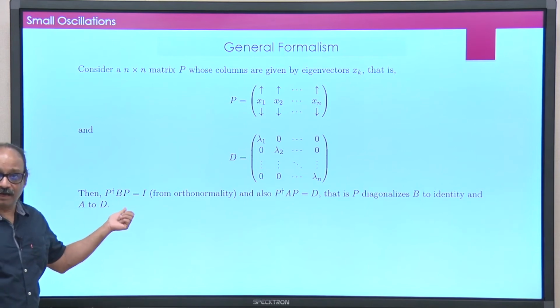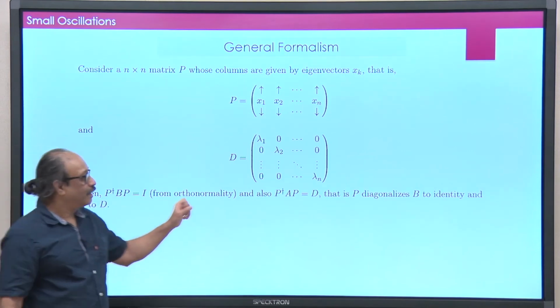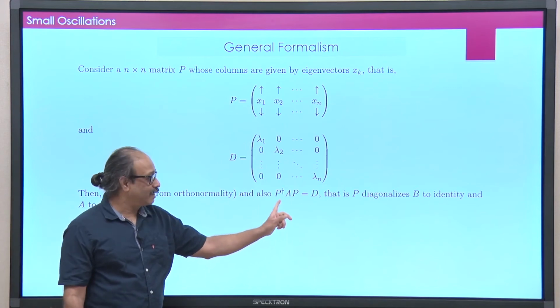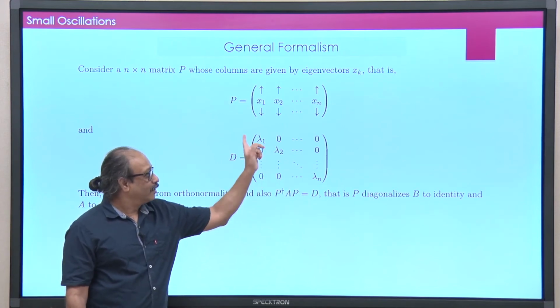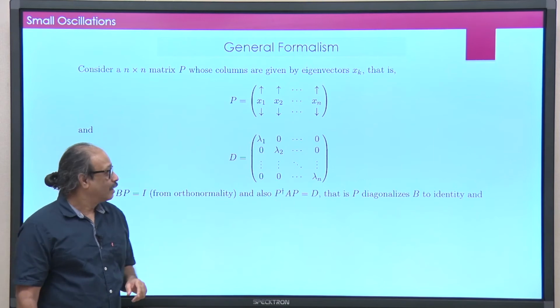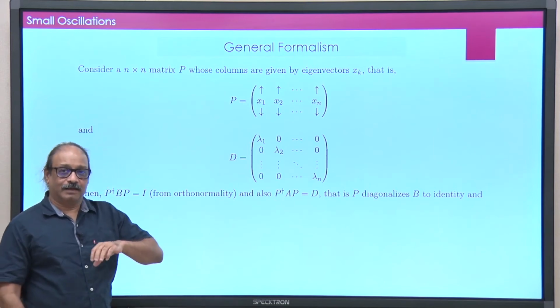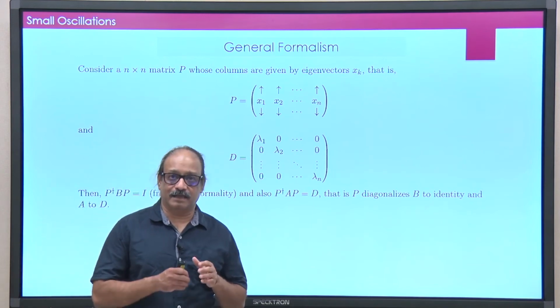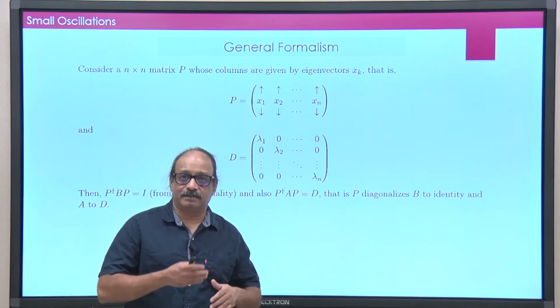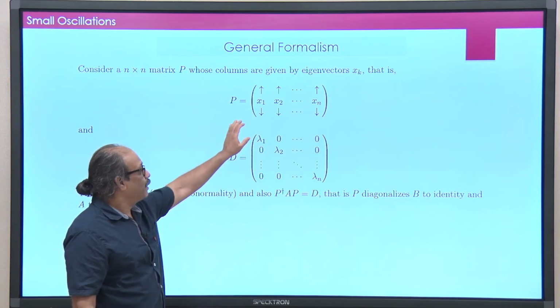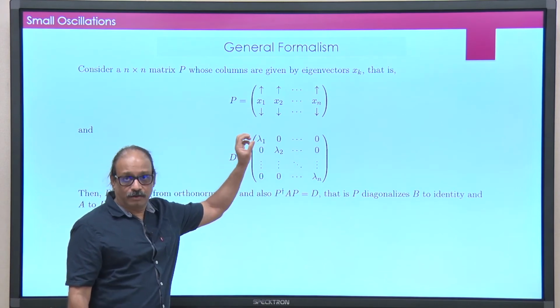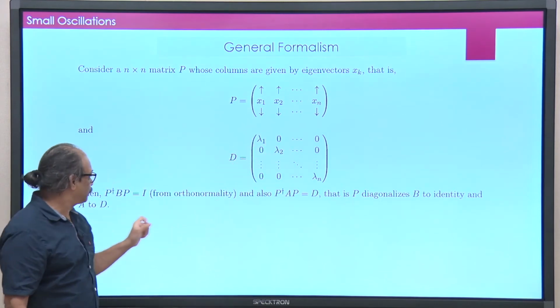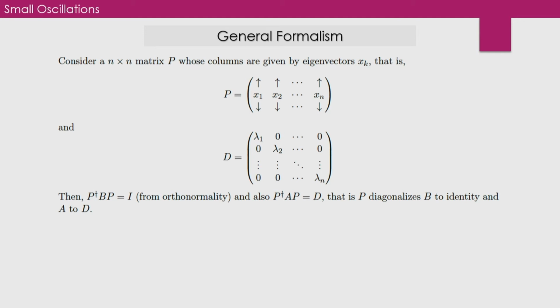Remember, this is the orthogonality condition, and P simultaneously diagonalizes A to a D matrix whose diagonal elements are lambda 1 to lambda n, and it is a diagonal matrix. Okay. So, the entire procedure is diagonalization by a P matrix which is an orthogonal set, but with respect to the B matrix. Okay. Fine.